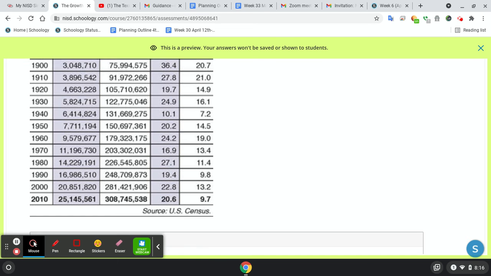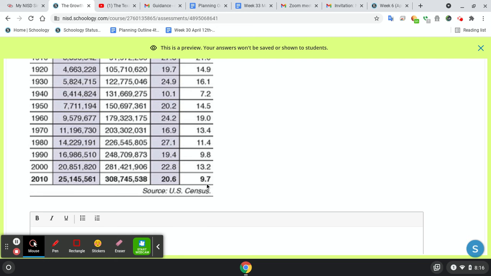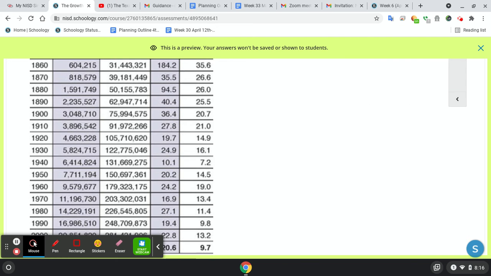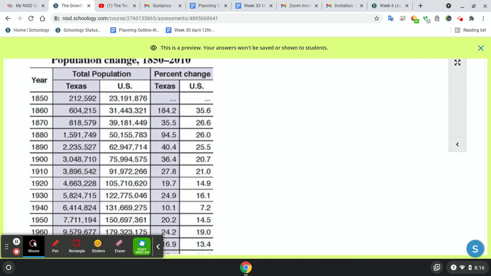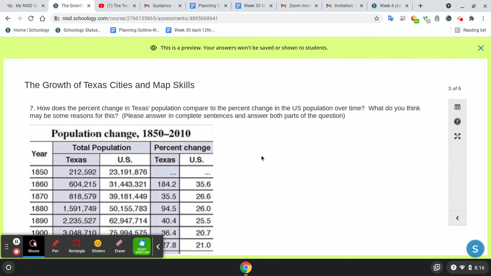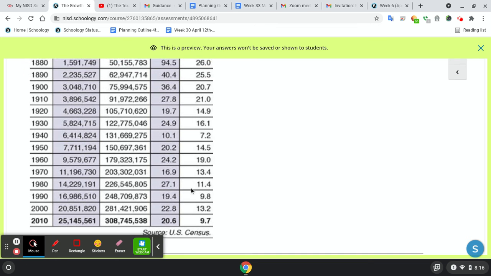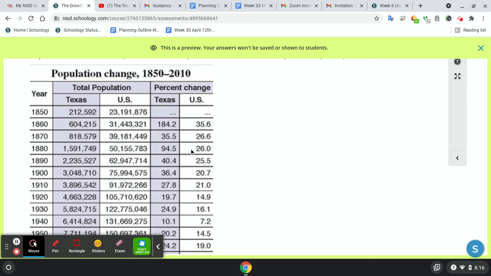So as you see, the U.S. population change is from 1850 to 2010. If you look at it, it is 20.6 and 9.7. So we're still growing more than the United States is as a whole. And we've always kind of been that way.